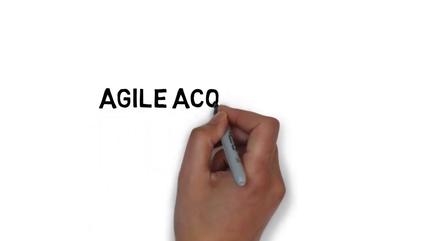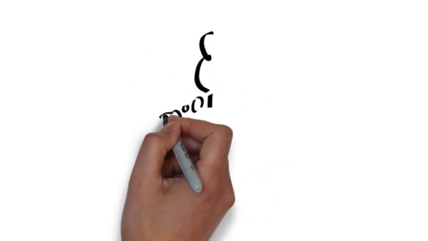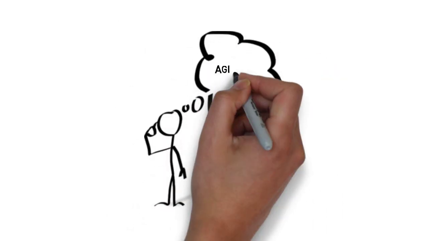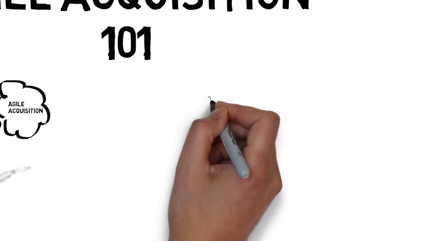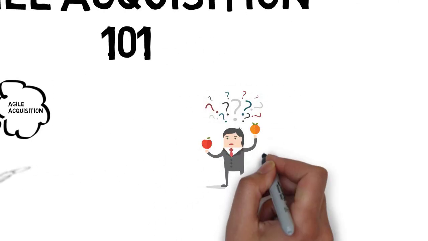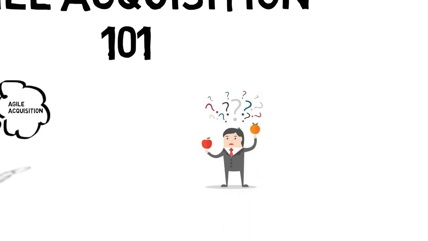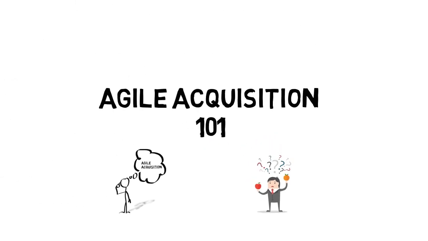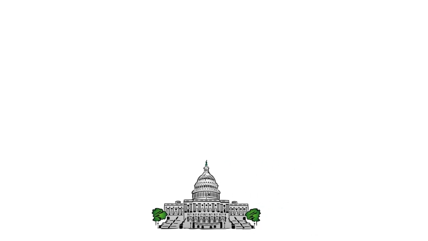Welcome to Agile Acquisition 101, where we will be taking a high-level look at Agile acquisition. We'll be covering some key fundamentals, such as providing a solid definition for Agile acquisition, and then we will be comparing what is considered to be a traditional acquisition approach with an Agile acquisition approach. This comparison will help us identify some key fundamental differences between the two acquisition approaches.